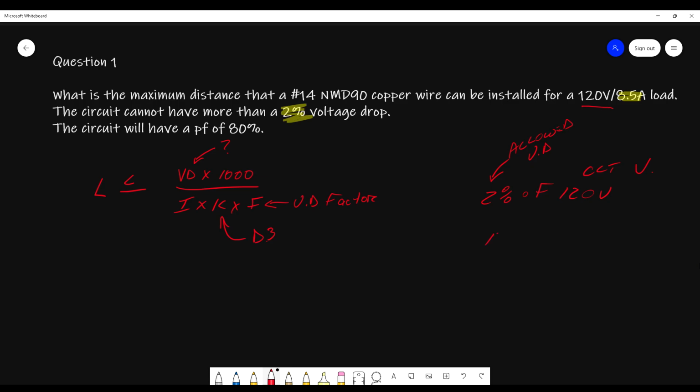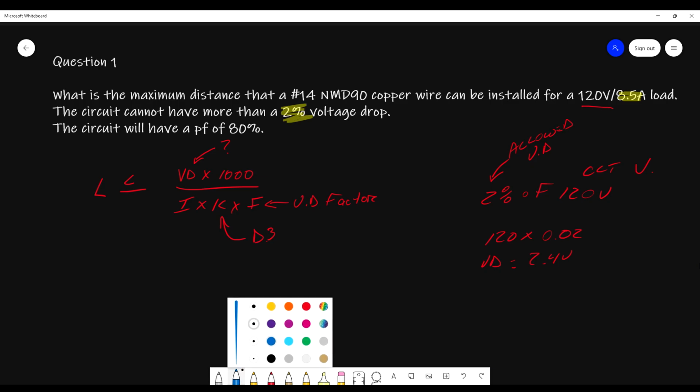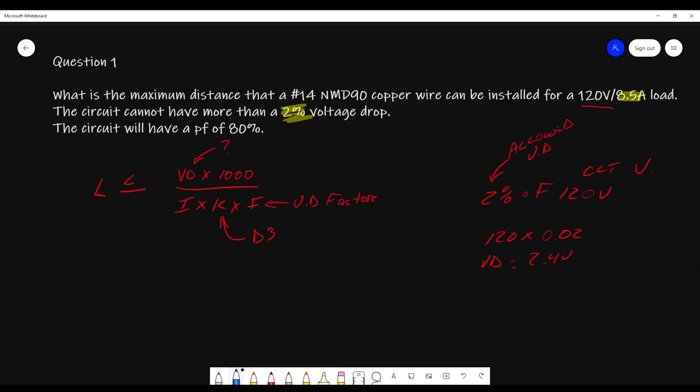All right, so basically 120 times 0.02 equals 2.4 volts. That's going to be our VD. Okay, that's the maximum voltage that we're allowed to drop on this circuit. We're only allowed to lose 2.4 volts. Okay, but now that we have this, we can do the rest of the formula. Let me change up the color for you here.